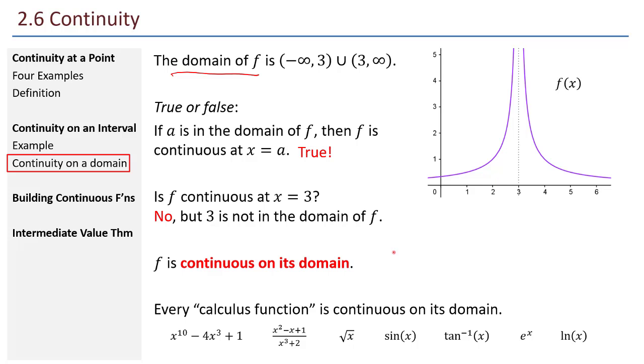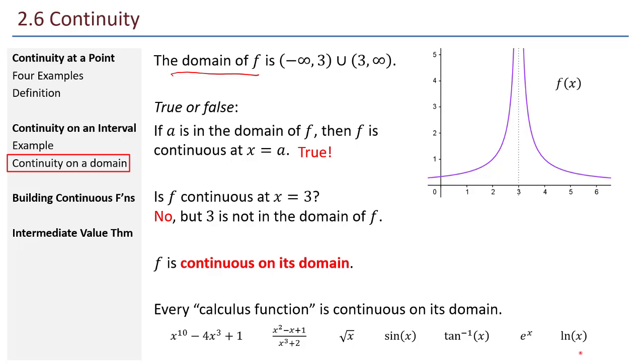And it turns out that every sort of calculus-like function is actually continuous on its domain. Now, these functions might not be continuous everywhere, but at least wherever they are defined, they are continuous. So things like polynomial functions, rational functions, the square root of x, trig functions, inverse trig functions, exponential functions, log functions, all of these things are continuous on their domains.